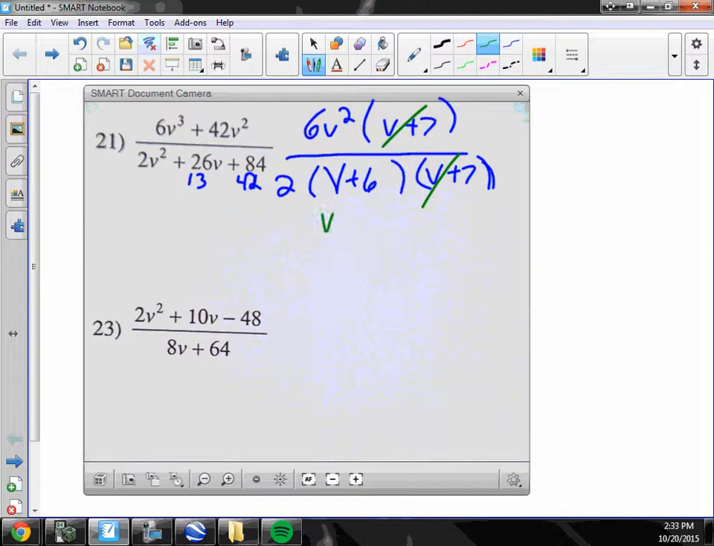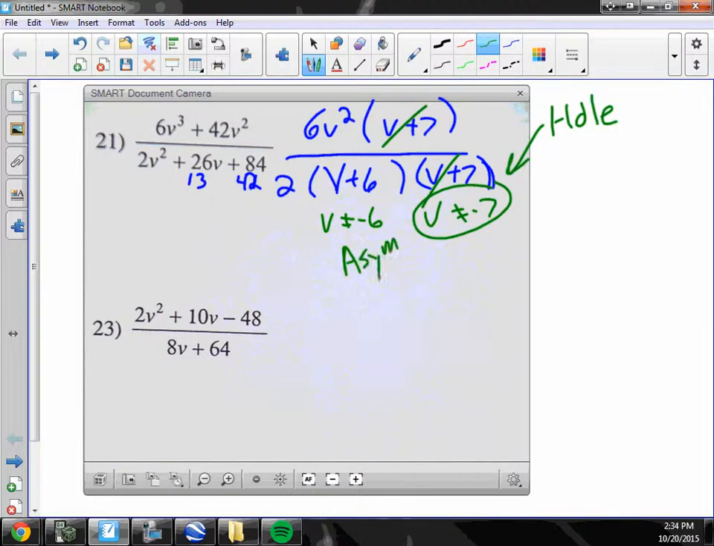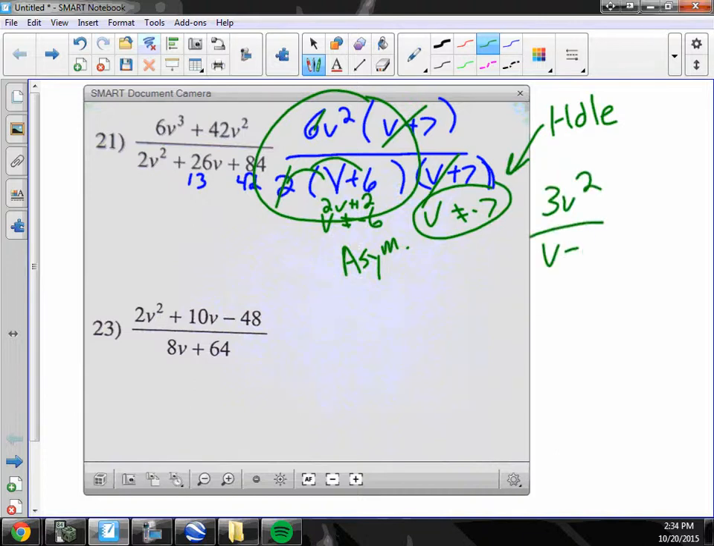And I know that v is not allowed to be negative 6, and v is not allowed to be negative 7. But negative 7 is a hole. And this is an asymptote. But when I graph this, and I'm going to times that back in, because it makes it easier to graph, 2v plus 12. Even better, let's pull out that 2. So 3v squared over v plus 6.